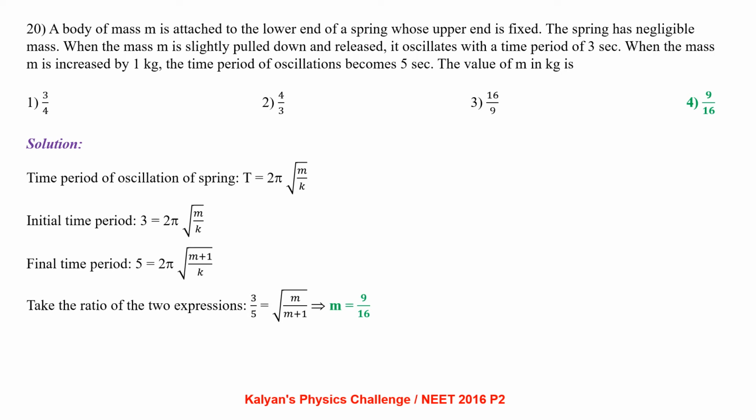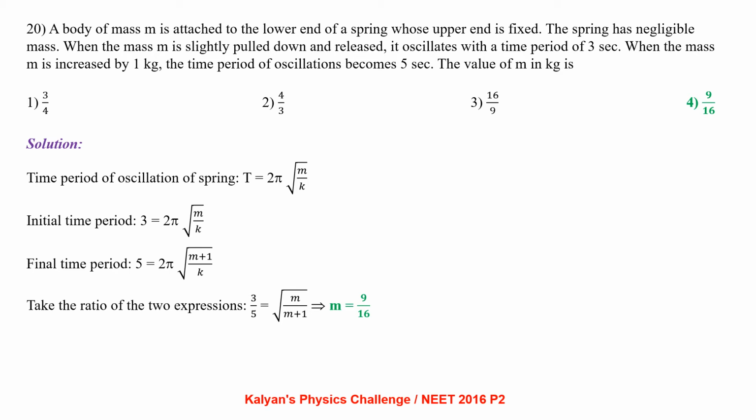A body of mass m is attached to the lower end of a spring whose upper end is fixed. The spring has negligible mass. When a mass of m is slightly pulled down and released, it oscillates with a time period of 3 seconds. When the mass m is increased by 1 kg, the time period of oscillation becomes 5 seconds. The value of m in kg is.